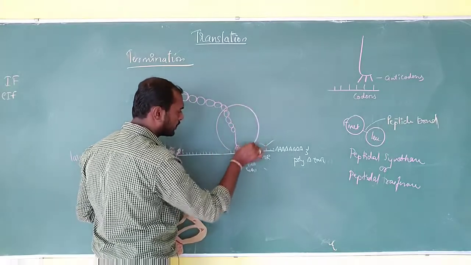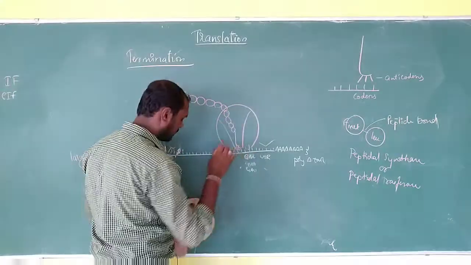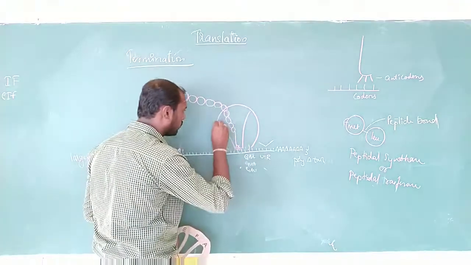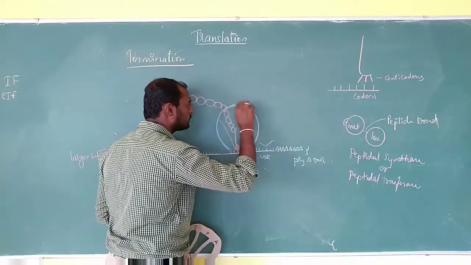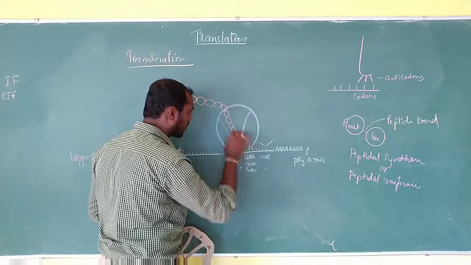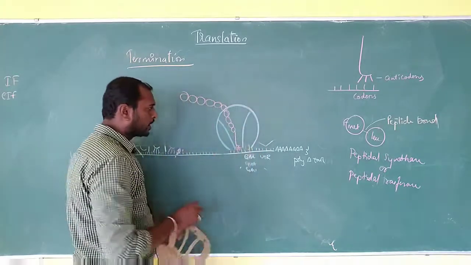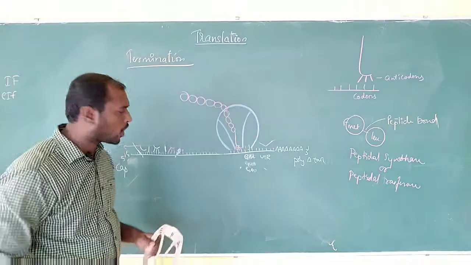So this is the site. What we have here is that the ribosome has now reached the last codon. Here we reach what we call the stop codon.